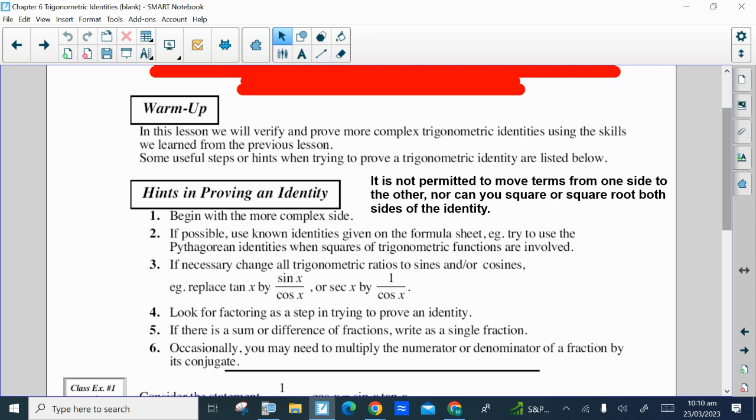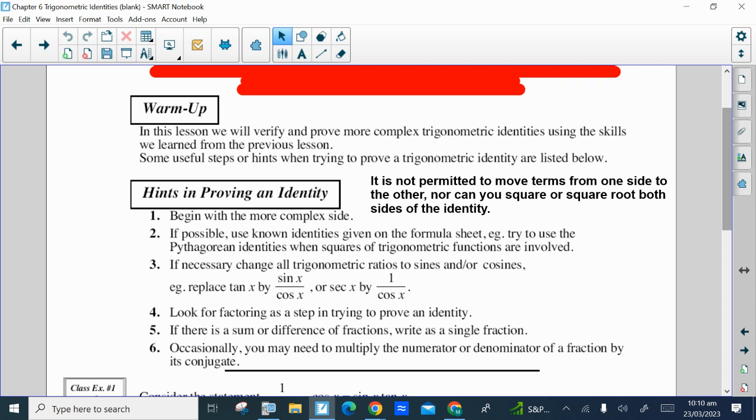So the first thing you have to remember is that it is not permitted to move terms from one side to the other, nor can you square or square root both sides of an identity. The whole point of these exercises is that we're trying to show that the two sides are equal. So it's not an equation, it's an identity, and you want to show that the two sides are equal. You can only move things from one side to the other if you know that the two sides are equal, if you have a definite equation, right?